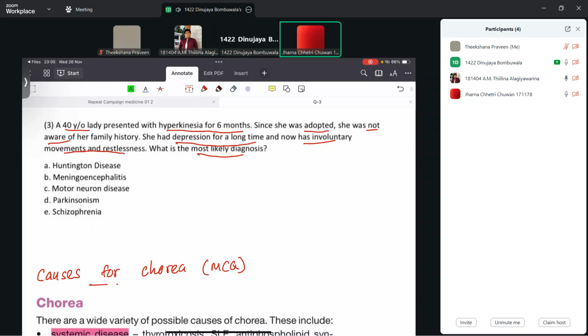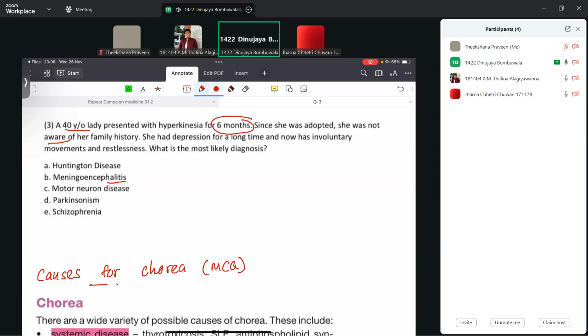Hyperkinesis. We can go with the exclusion method. If we are not sure about one thing, we can go with exclusion. Meningoencephalitis does not occur over a period of 6 months; it's usually acute. So it is out. Motor neuron disease, we know it is a movement disorder.